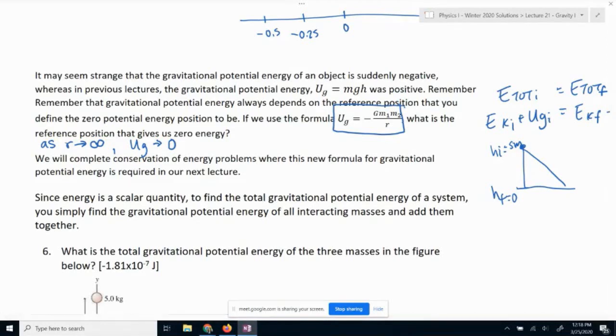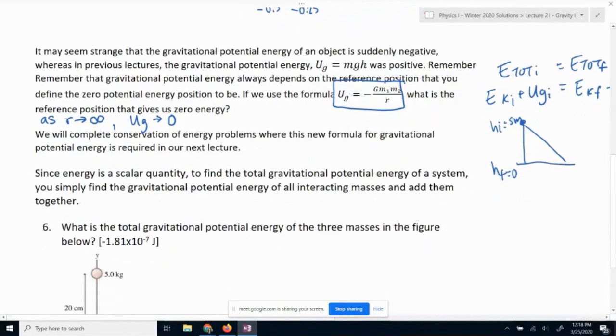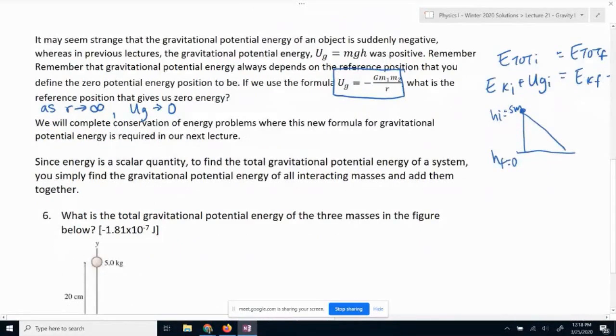Okay, so we're going to complete conservation of energy problems using this formula in our next lecture, okay? Because in the next lecture, we're going to have some problems where the object is not always close to the surface of the Earth, so we can't use UG equals MGH anymore. Okay?